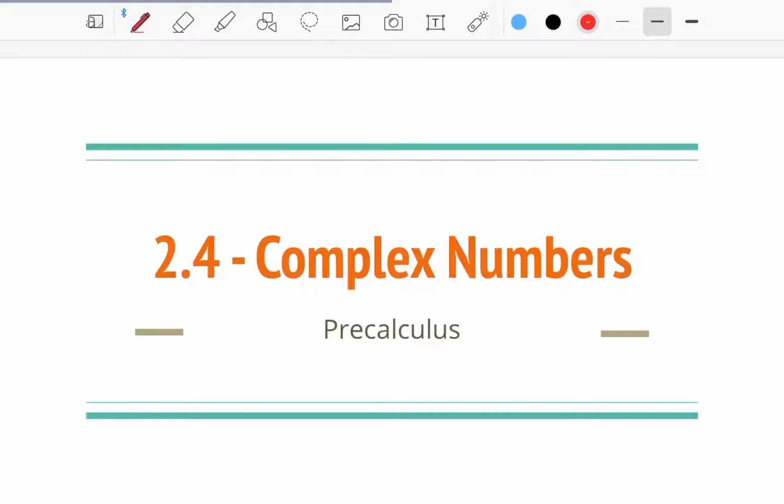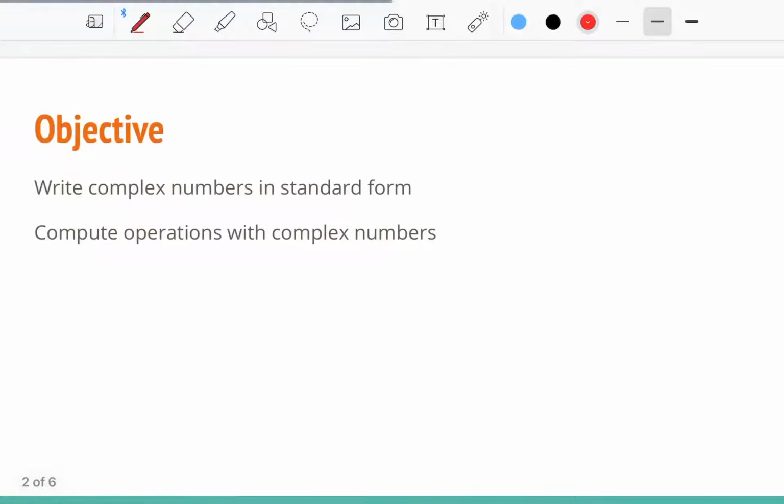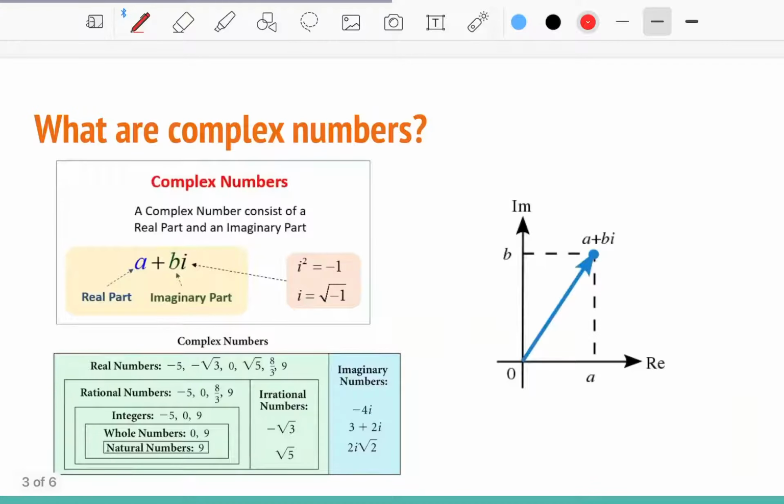Today we will be talking about complex numbers. So our objective is to write these numbers in standard form and then compute operations with these numbers. What is a complex number? A complex number has two parts.